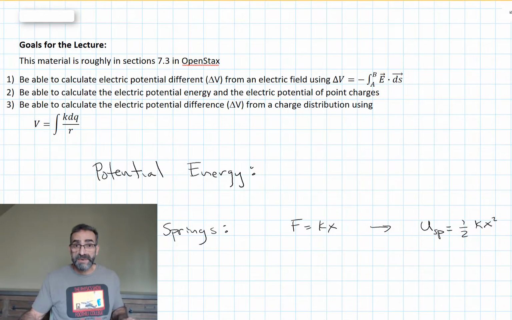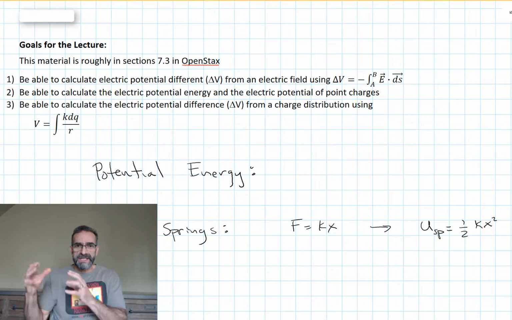If we're talking about the spring force, the magnitude of the spring force is just kx. We integrate that because we look at the work done by the spring force. The integral of F dot dx is the work done, and we get 1/2 kx squared. So we came up with a potential energy term, an equation that we could always count on. 1/2 kx squared is what we use for spring potential energy.